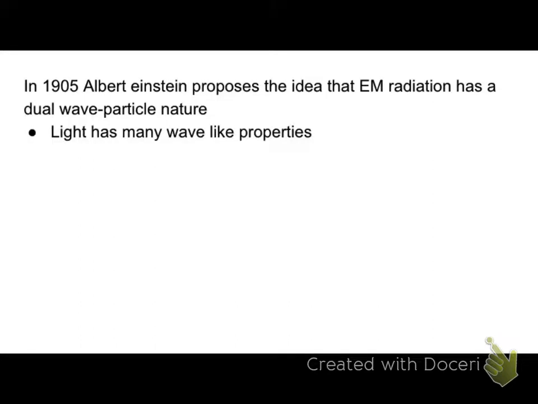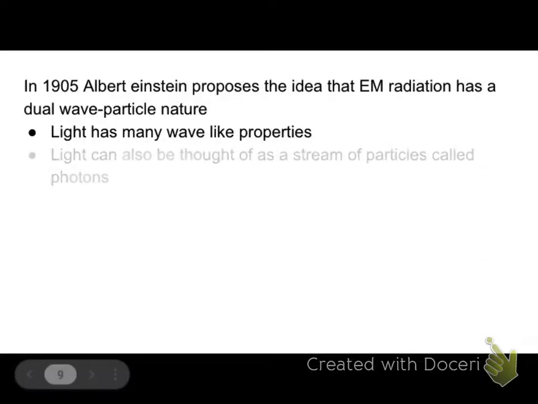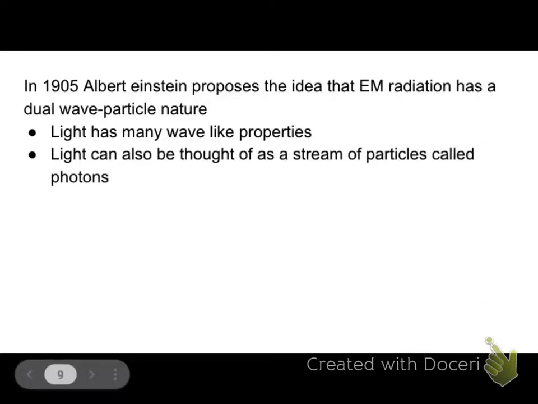He said light could have lots of wave-like properties. It could have a frequency, it could have a wavelength, but what if sometimes it can also be thought of as a stream of particles? What if we think about it as a stream of particles? And so then if you're adding a stream of particles to something, it's possible that just particles could come out of that as well. And he called these particles photons.